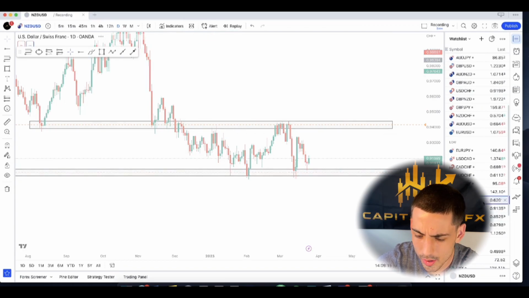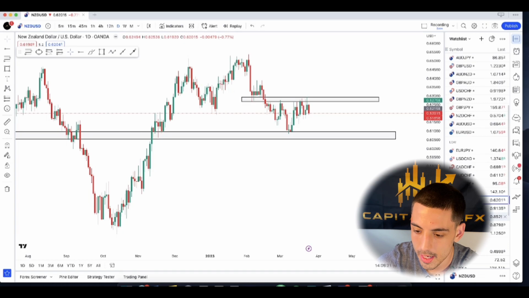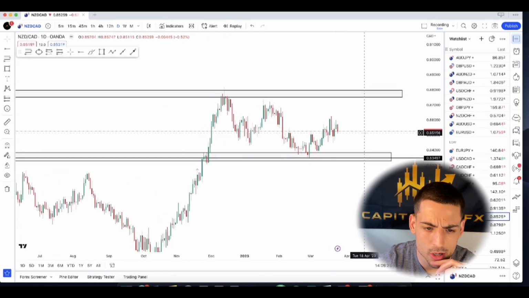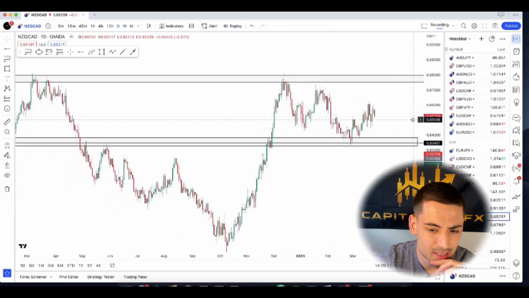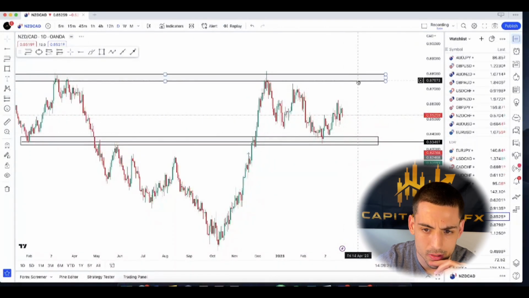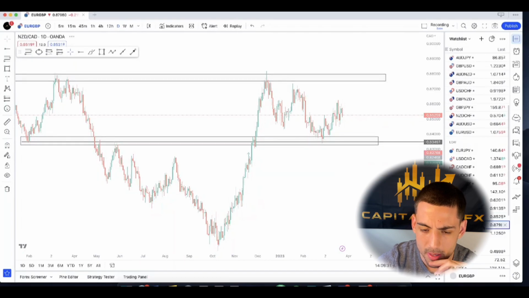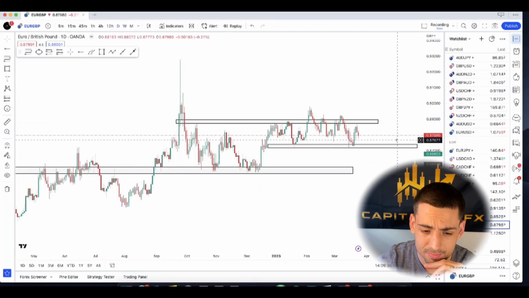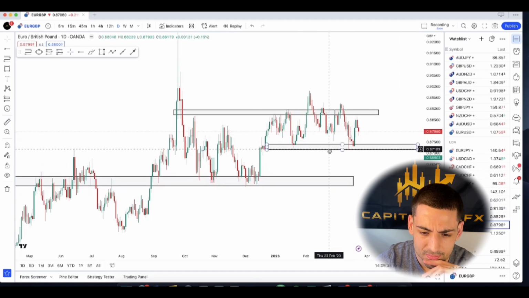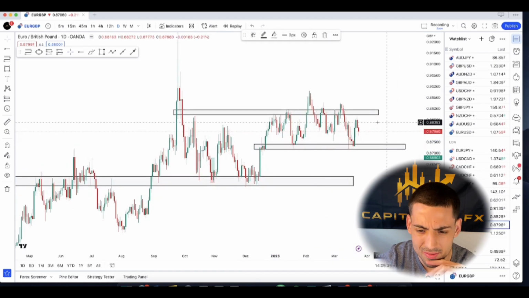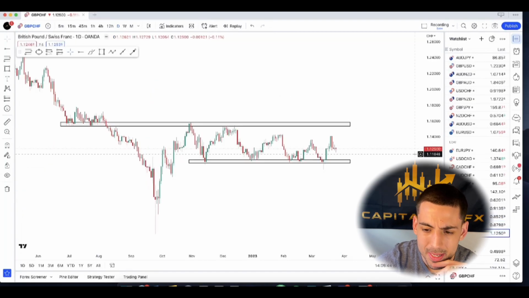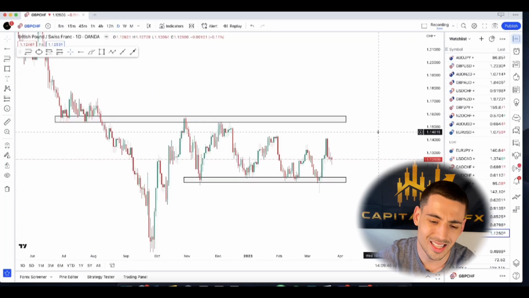Did I do NZD USD? I believe I did. Yes, I did. I did AUD Canadian dollar. 3 more. NZD Canadian dollar. Floating through substructure right now. Waiting for price to make a distinctive push towards this horizontal level or towards this horizontal level. Euro GBP. A lot of consolidation. A lot of indecision. Again, you guys see the levels. Substructure. Waiting for a distinctive push. And then last but not least, GBP CHF. Just a lot of substructure again.